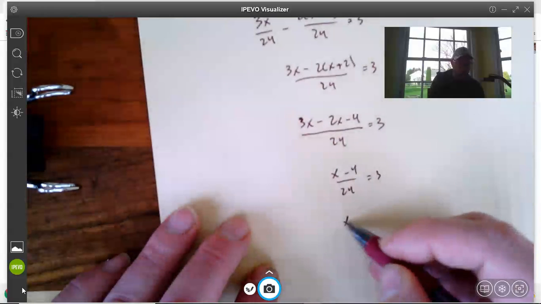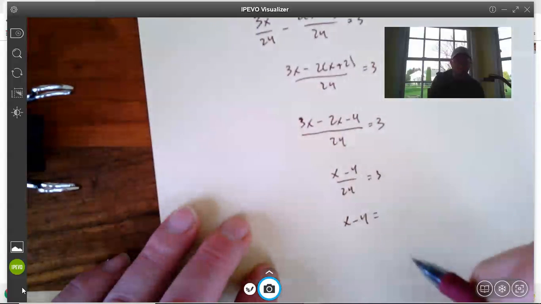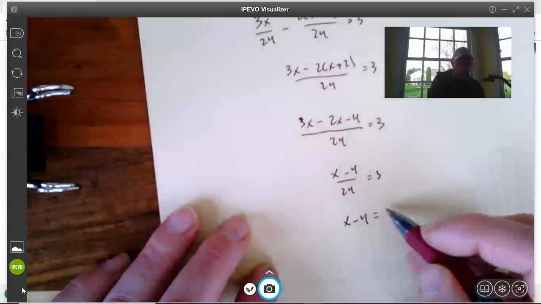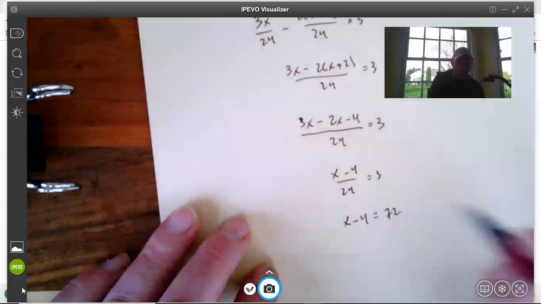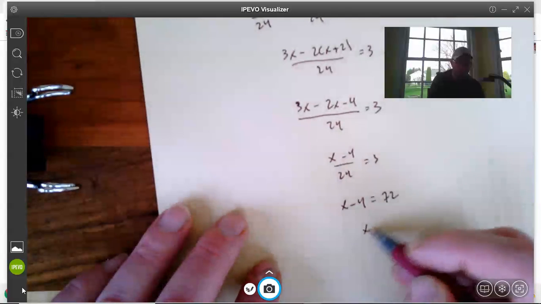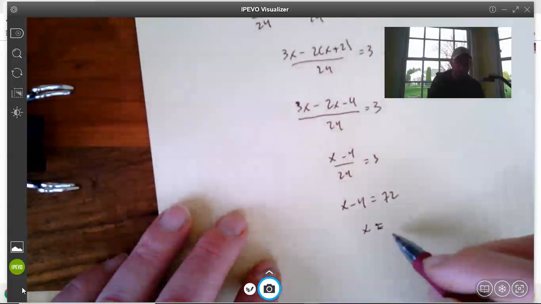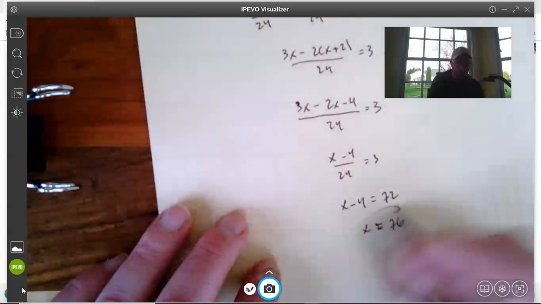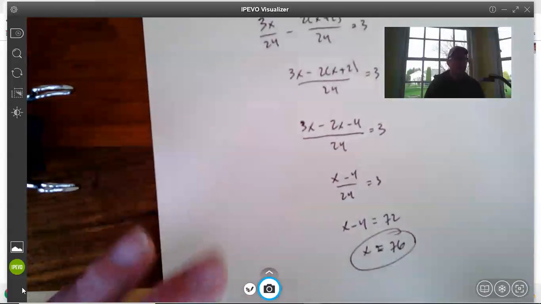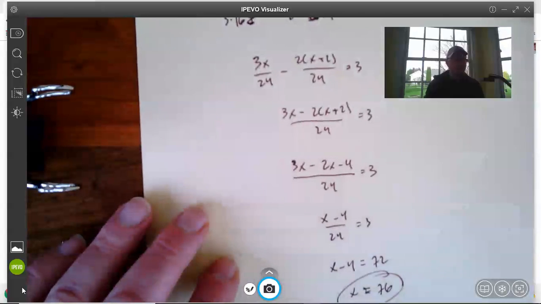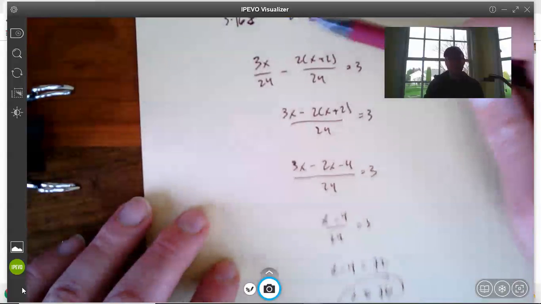Multiply both sides by 24. x minus 4 equals 3 times 24, which is 72. And then add 4 to each side, and x equals 76.